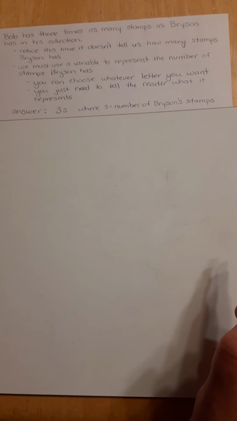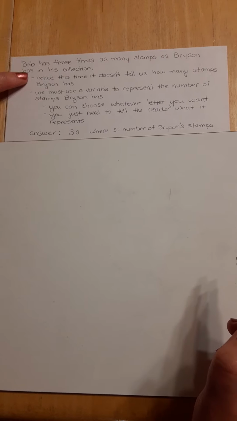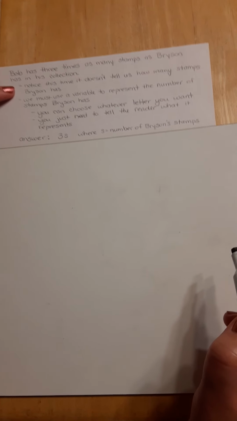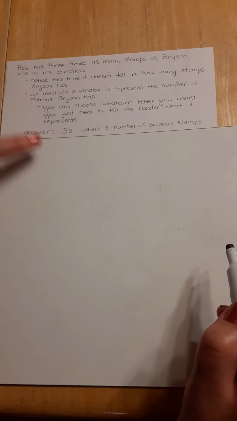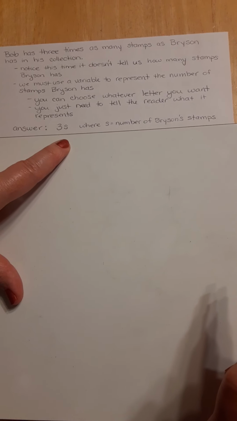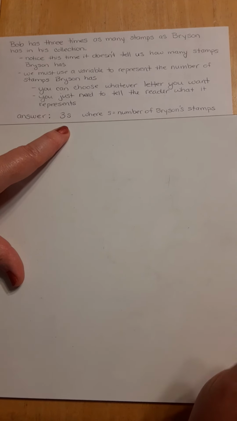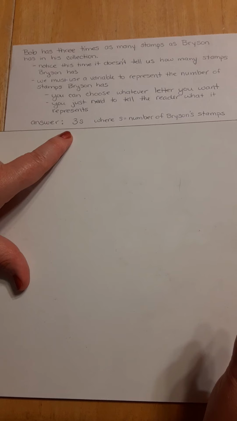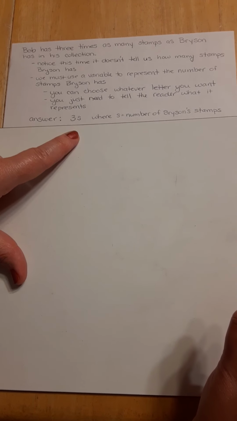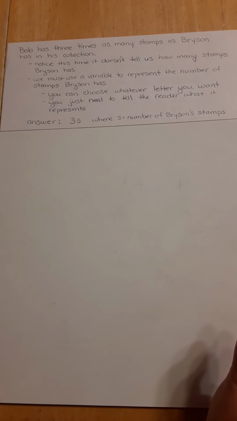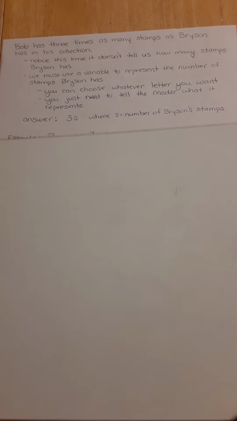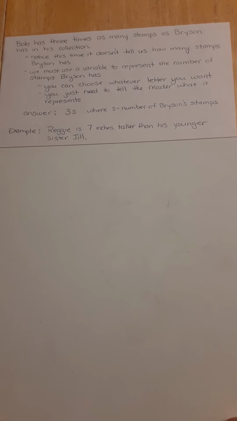Now let's go to our problem. And our problem says Bob has 3 times as many stamps as Bryson. So Bob has 3S. We don't know what Bryson has, and that's okay. But I can write an algebraic expression to represent the situation that's being talked about. Okay, let's go ahead and do this one here.